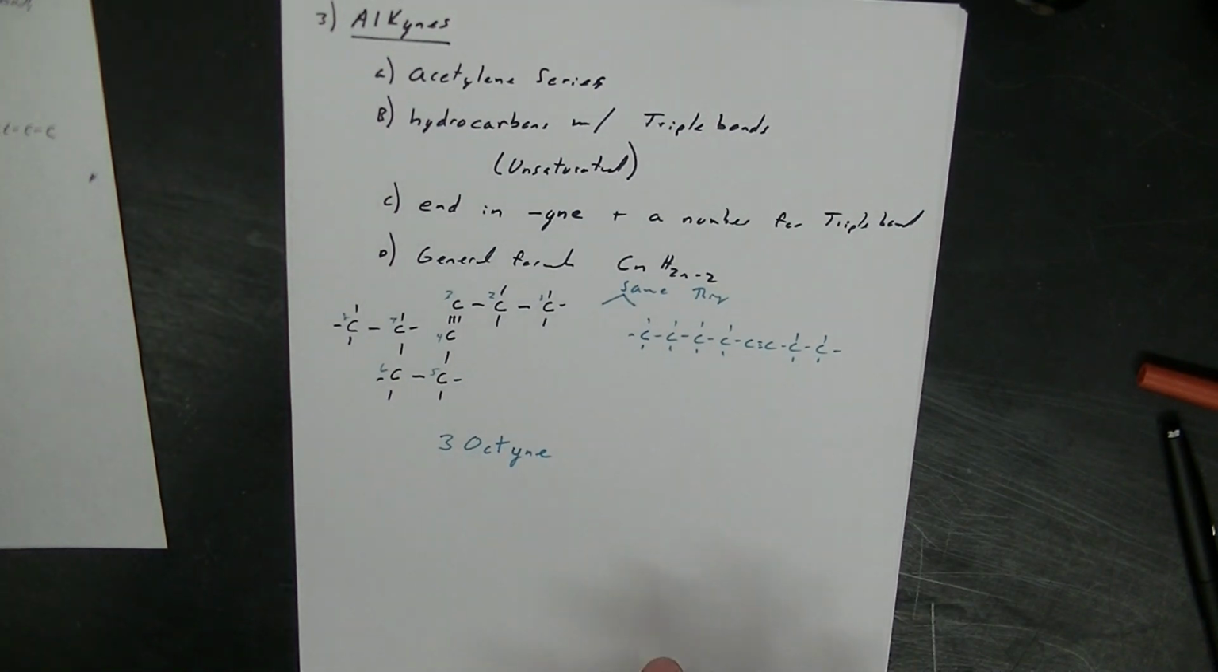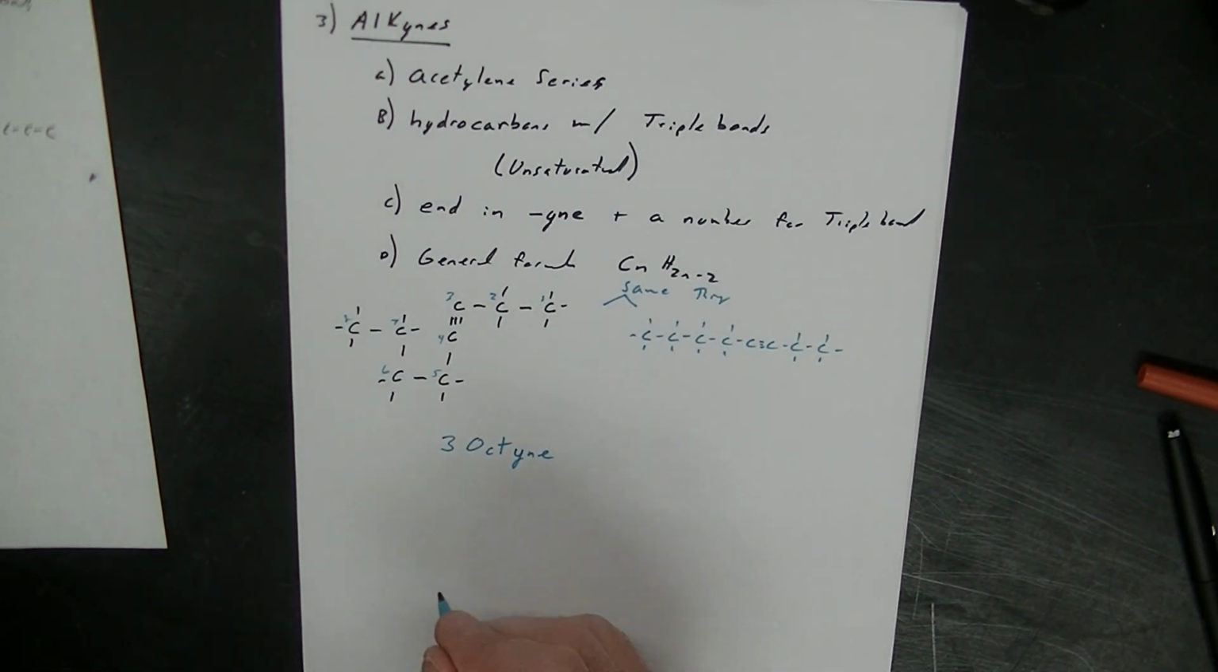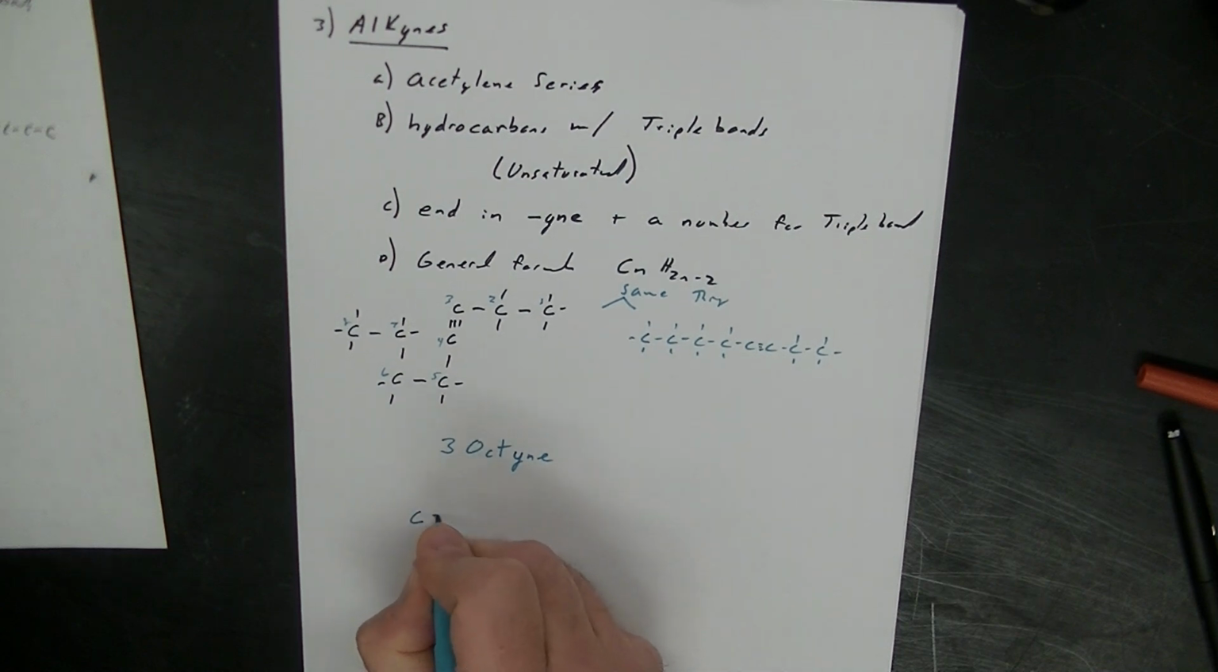Well, what if we have more than one triple bond? It's the same rules as the alkene. So let's say that we have something like this.